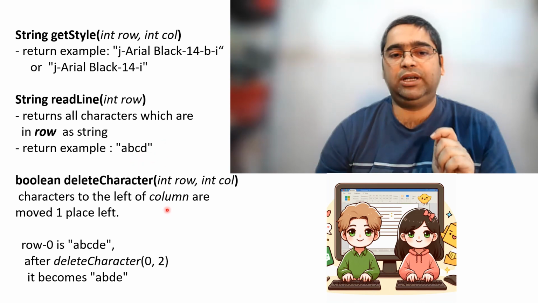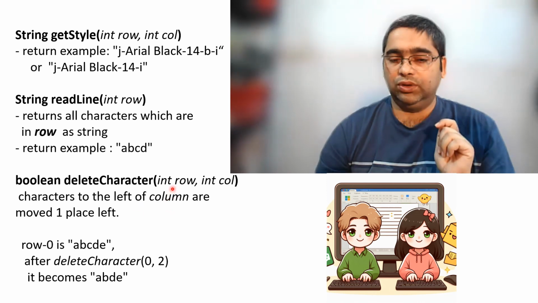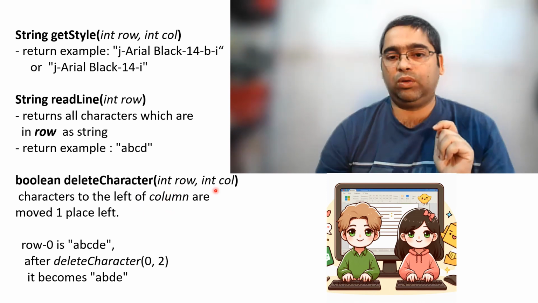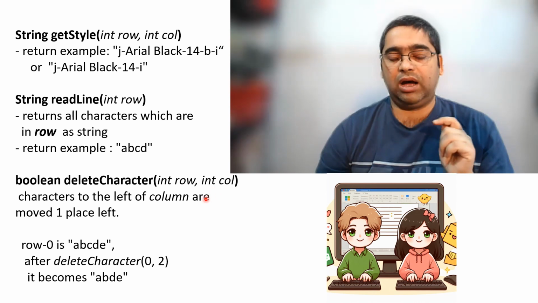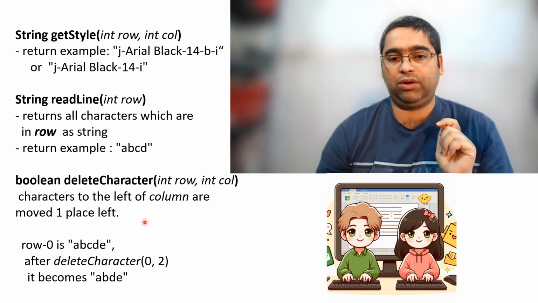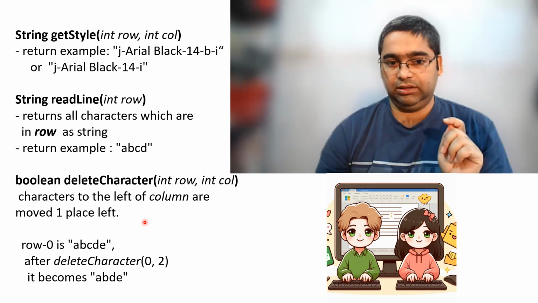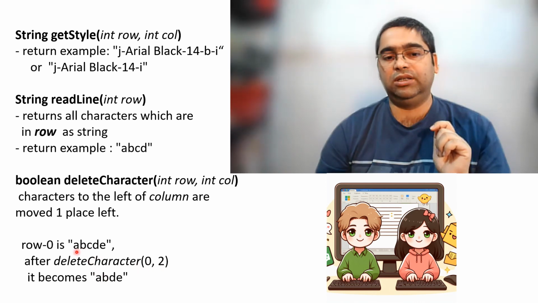The final method that we need to implement is delete character. If there is no character at the row or column, or either the row or column is out of bounds, then it will return false. Else it will delete the character at that row and column and return true. For example, row 0 is ABCDE and we have to delete the character at the second position, index 0, 1, 2. So C gets deleted and the final string becomes A, B, D and E.